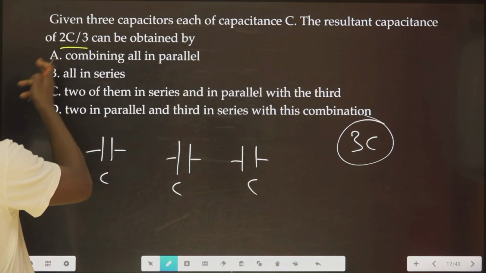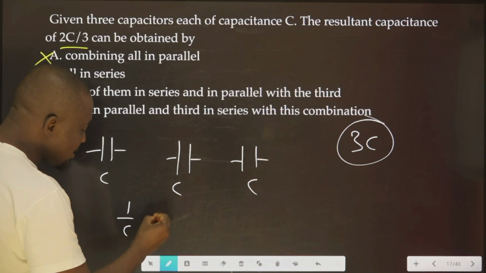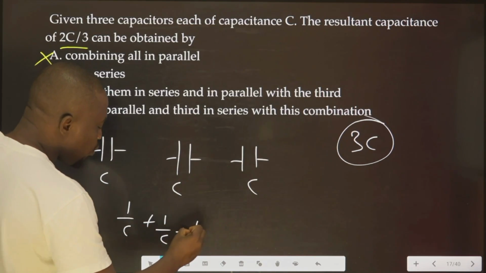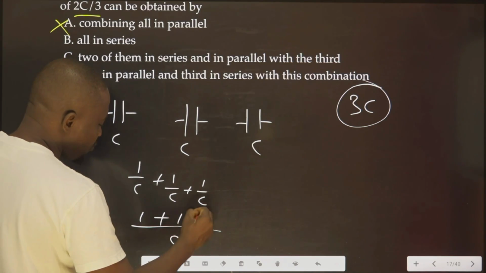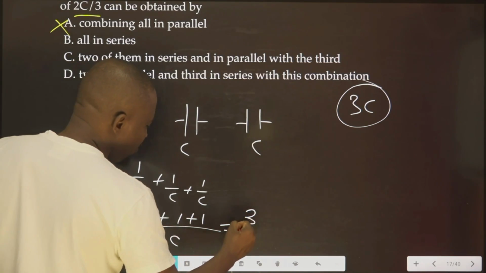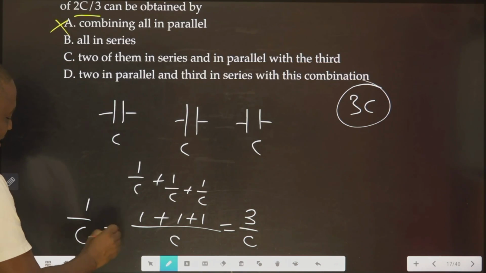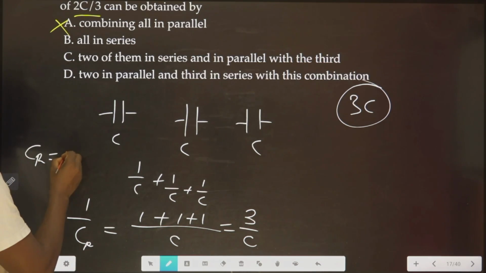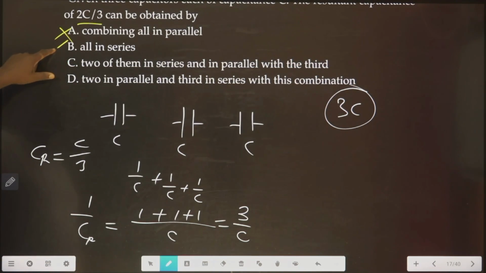It's not possible. This is out of it. Connect all of them in series. If they are in series, it's 1 over this plus 1 over this plus 1 over this. If you solve this now, you're going to have 1 plus 1 plus 1 equals 3 over C. So this is 1 over C resultant. To get this now, you say equals C over 3. This is not C over 3, so this is out of it.